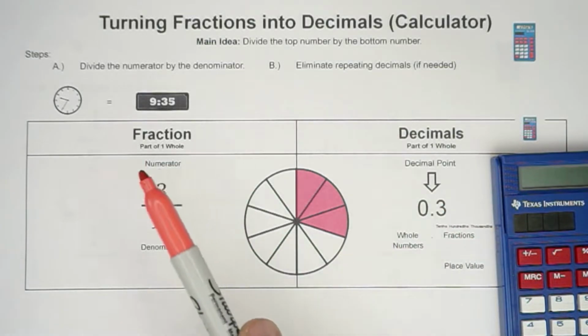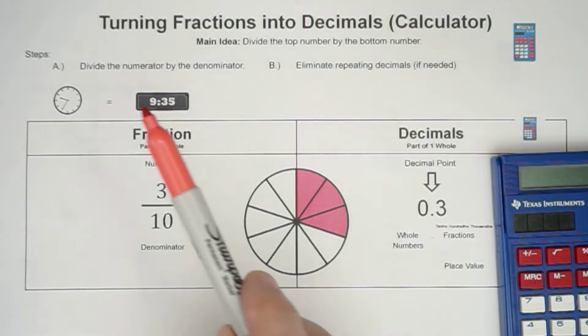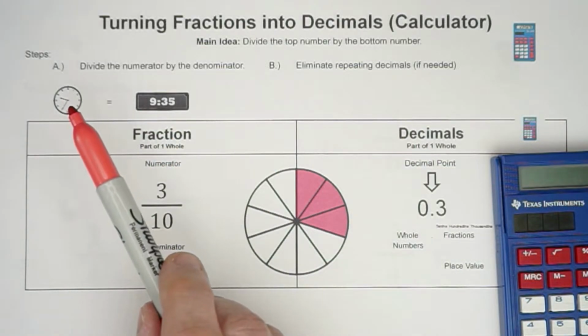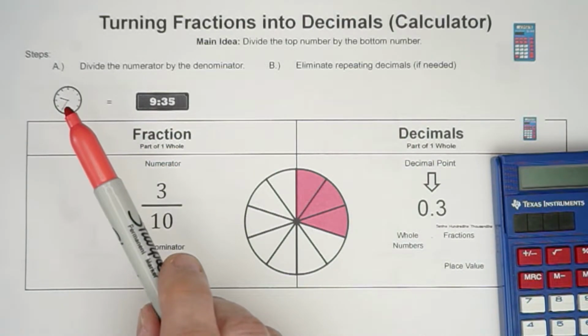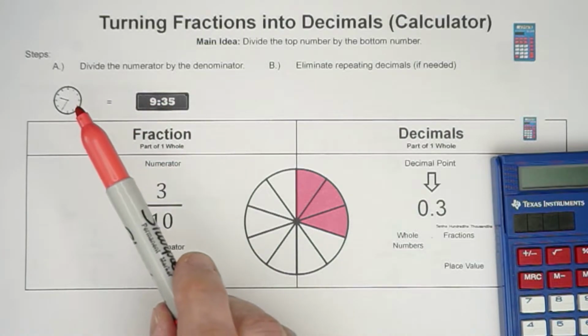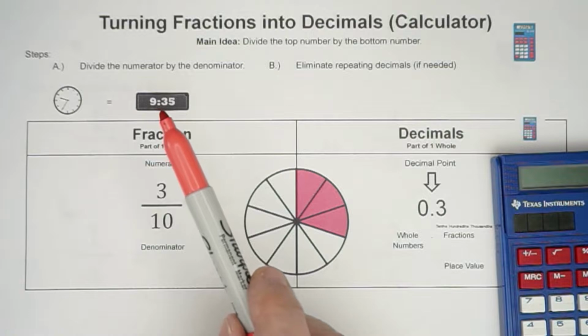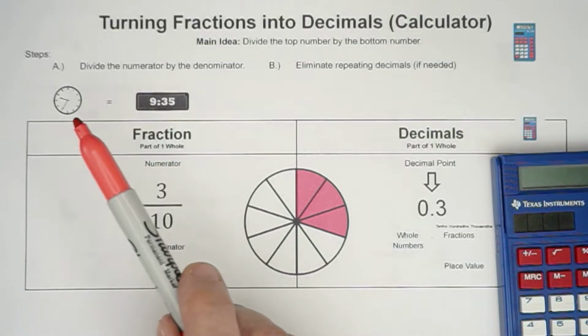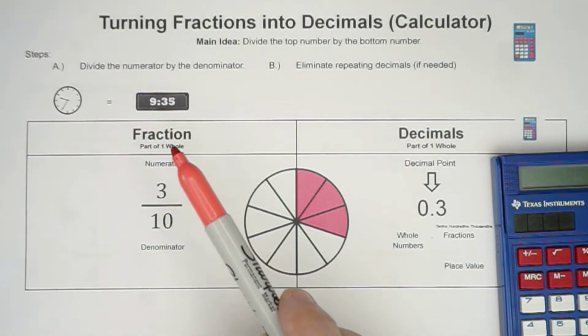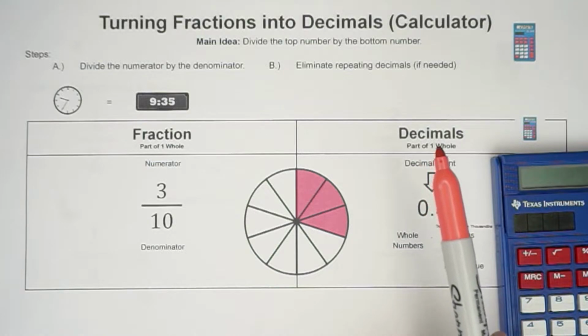And the relationship between fractions and decimals is kind of like the relationship when you tell time between your regular analog clock and a digital clock. This time here is 9:35, and so is this, also 9:35, but notice it's quite different. So fractions and decimals have a similar relationship.